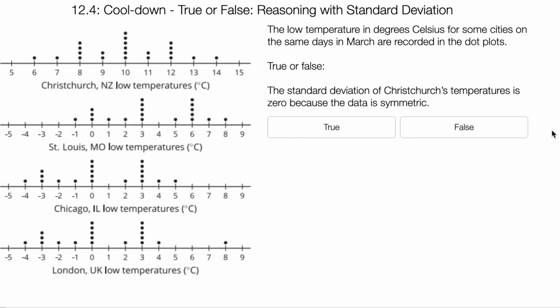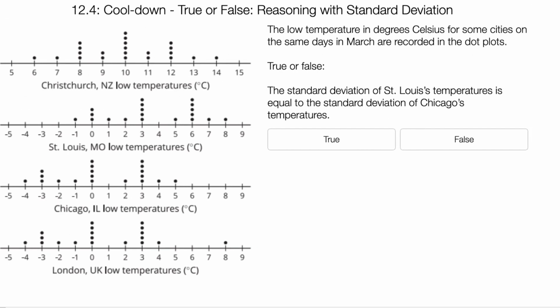All right, so now you're at the cool down. So I want you to do this on your own. The low temperature in degrees Celsius for some cities on the same days in March are recorded in the dot plots. It's asking you true or false. The standard deviation of Christchurch's temperatures is 0 because the data is symmetric. So they're looking at this first dot plot and they're saying the standard deviation is 0 because the data is symmetric. So you would choose true or false there.